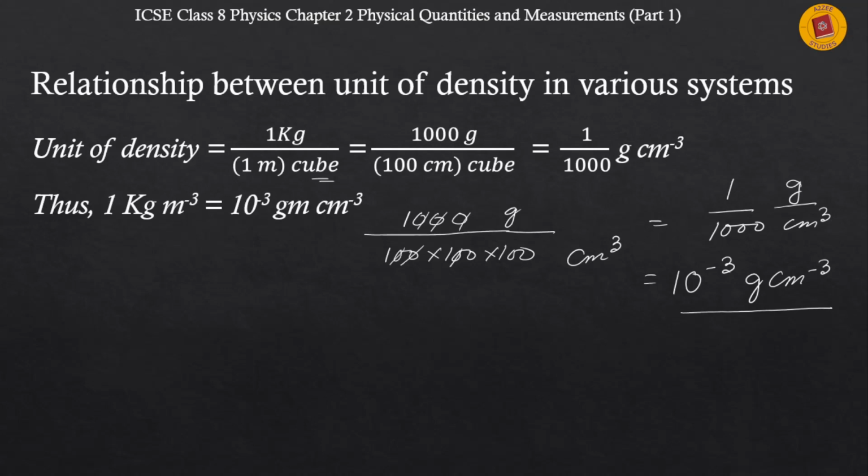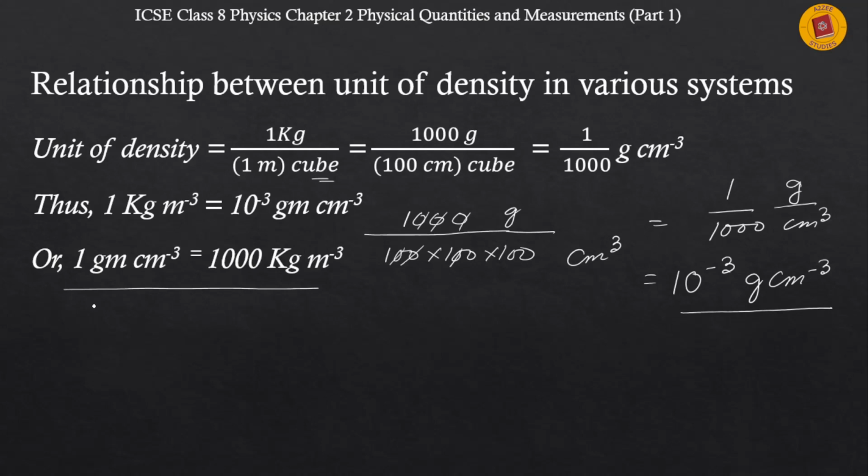Thus 1 kg per meter cube is equal to 10 to the power minus 3 grams per centimeter cube. Also the reverse, if the question is coming, we have to convert from grams per centimeter cube to kg per meter cube. This is the formula. We can derive this same thing like this, but you first try it out, and then if there is any problem, we will discuss it in another video.